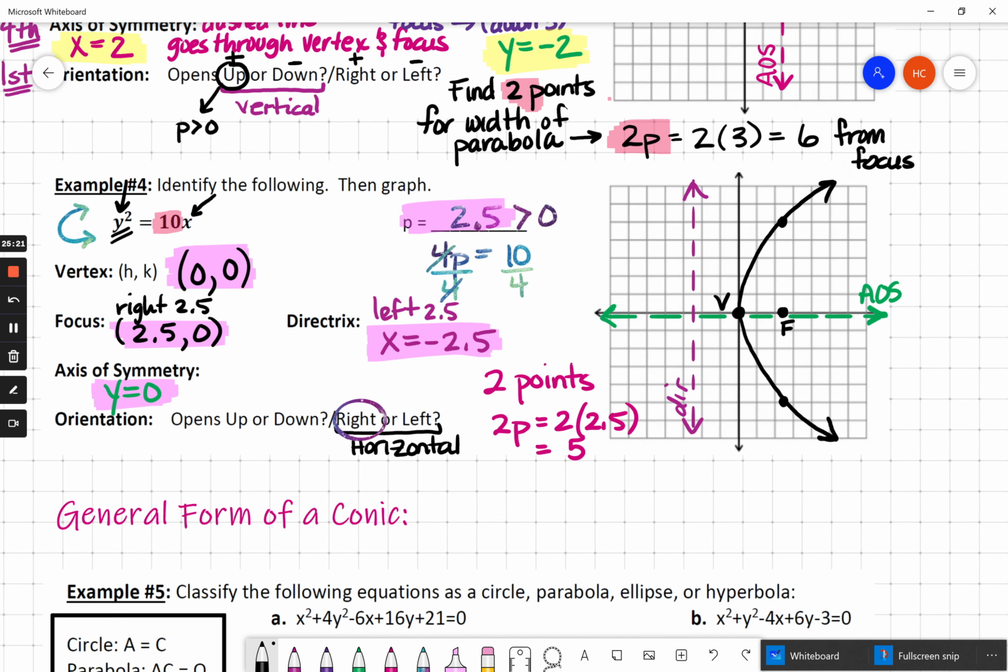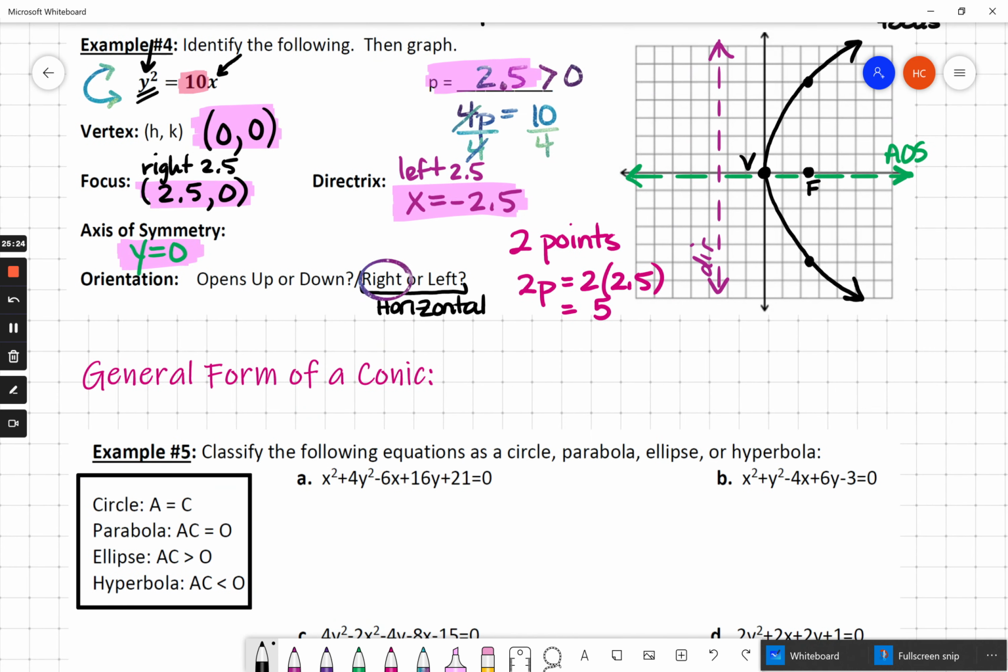Okay, so for the last bit, here is the general form of a conic. So write this down first. Now, when you write this down, don't think by any means that you're going to have to do any memorizing of this, but just follow me along here for a second. All right, so this is what we call the general form of a conic.